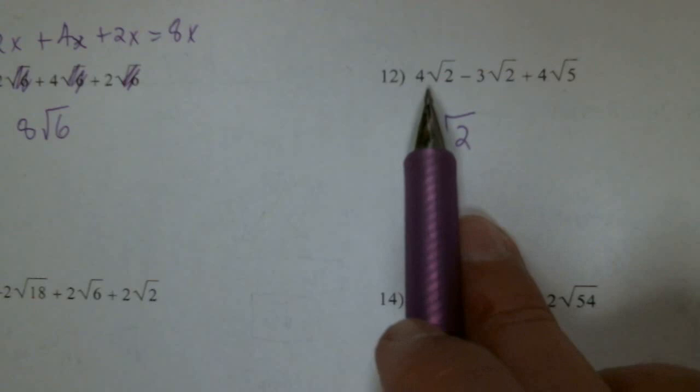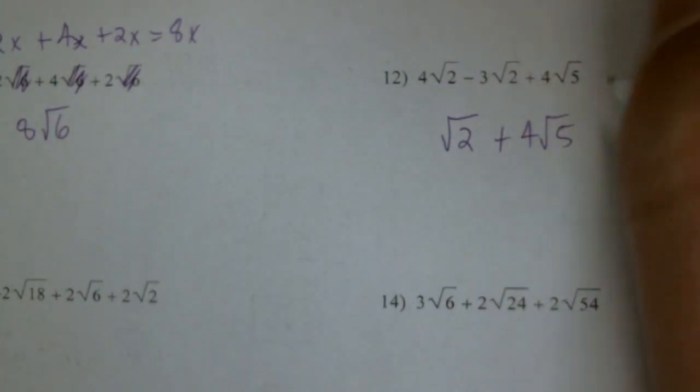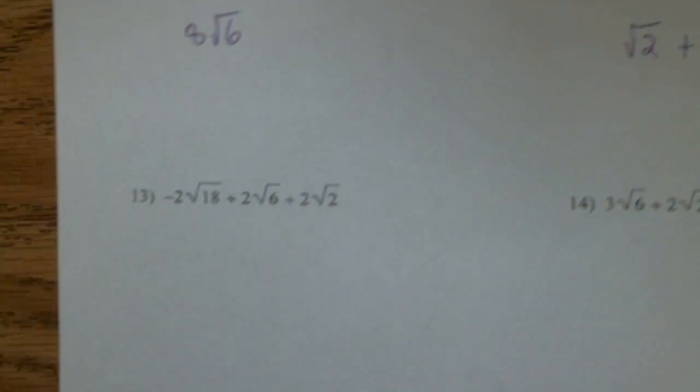Okay, $4 minus $3 is $1. All right, and then plus the 4 root 5. I cannot add these guys because that's apples and that's oranges. Can't combine those, so that's the best I can do.